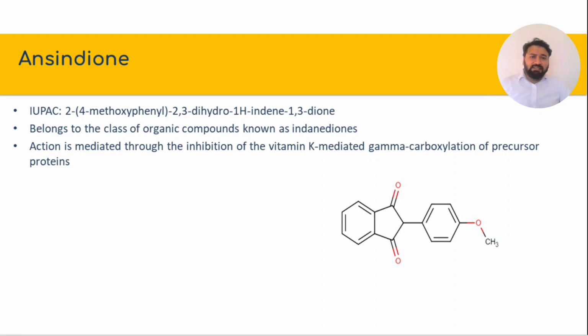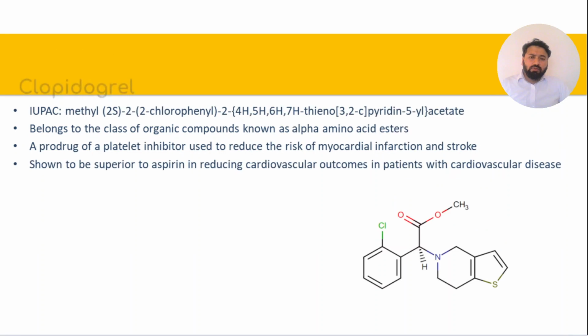Now the next drug is clopidogrel. This clopidogrel belongs to a class of organic compounds known as alpha amino acid esters, which are ester derivatives of alpha amino acids. The class is carboxylic acids and derivatives, and the subclass is amino acids, peptides, and analogs. Basically, clopidogrel is a prodrug of a platelet inhibitor, used to reduce the risk of myocardial infarction and stroke.